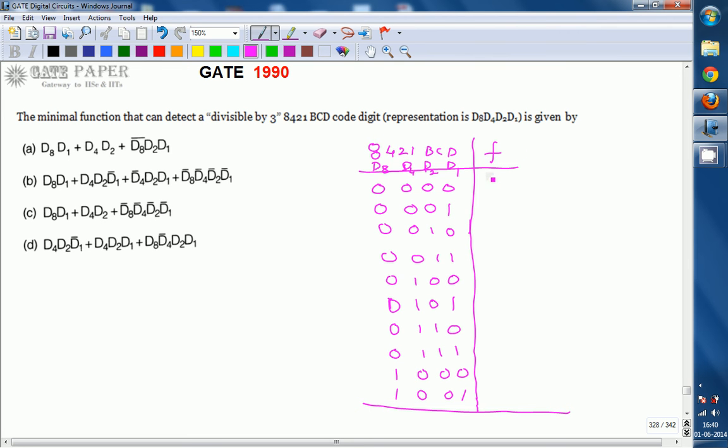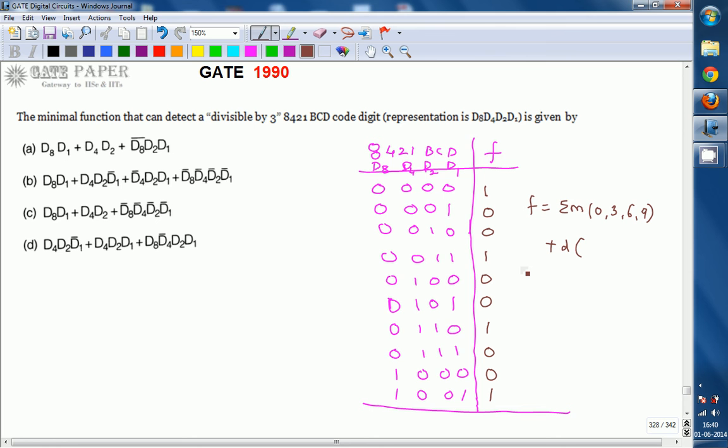So 0 can be divided, so f can be 1. 1 cannot be divided, 2 cannot, 3 can be divided, 4 cannot, 5 cannot, 6 can be divided, 7 cannot, 8 cannot, 9 can be divided. So that implies f is equal to sigma m of 0, 3, 6, 9 plus don't cares.